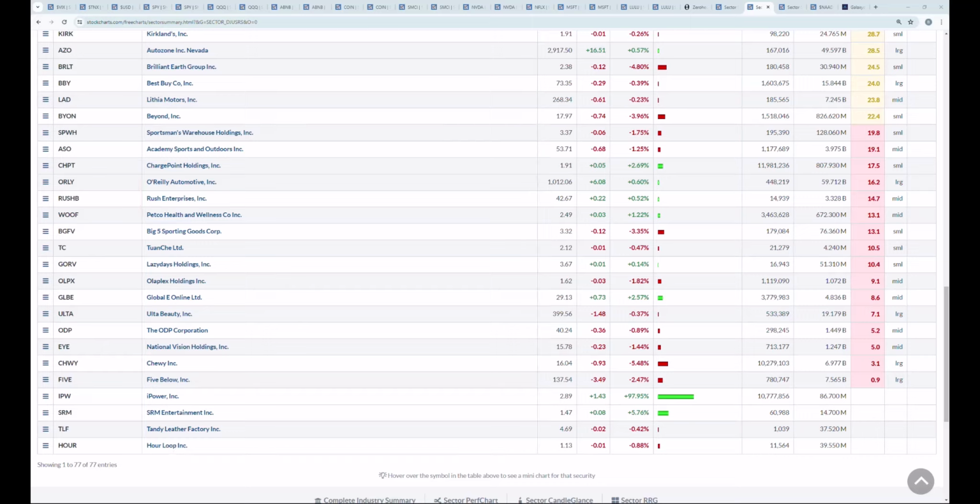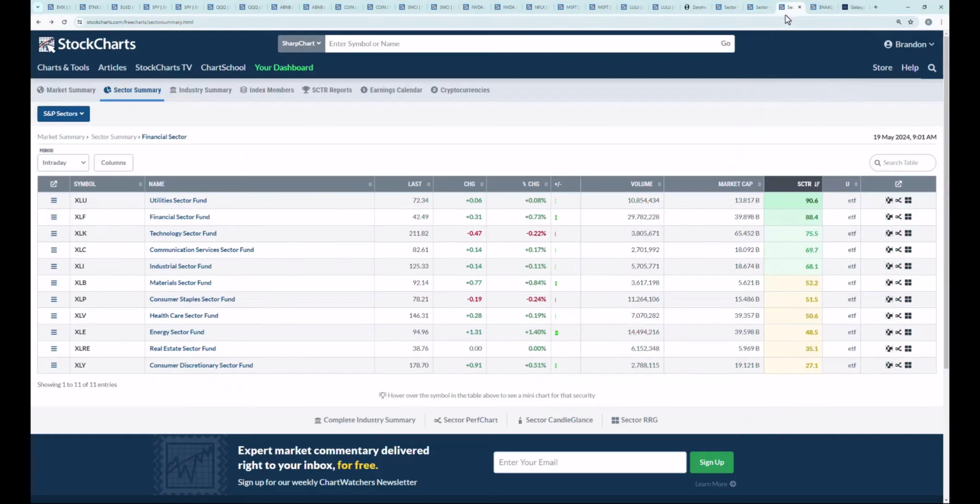Okay, so enough about that educational stuff. We looked at how bad the consumer discretionaries are performing. They are not performing well. They are absolutely getting decimated. And we talked about how they're at the bottom end.